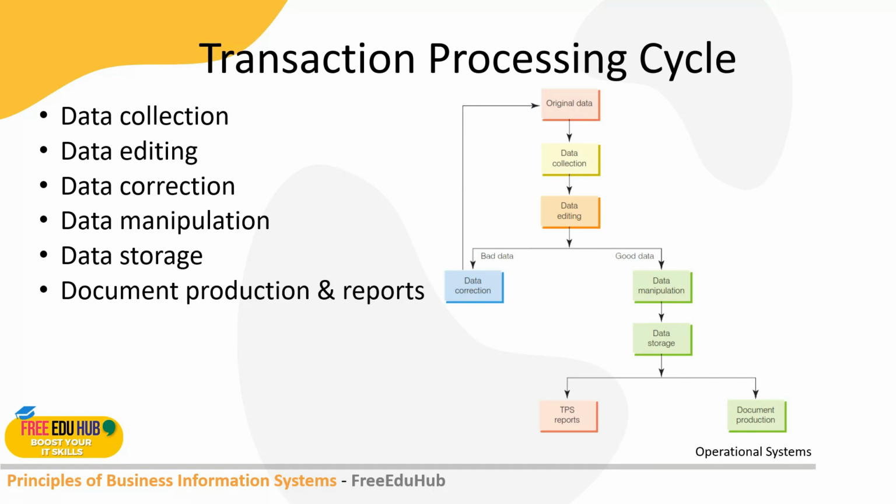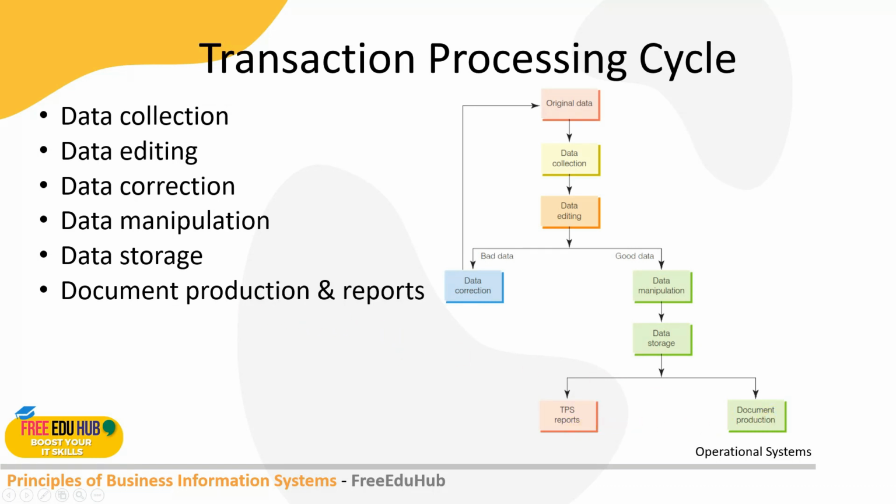But as you can see, that original data would enter, then the data collection would be there, and data editing. After that, they'll check, and it would divide the data into good data and bad data. Bad data is where the information is not correct, so it would send it for correction to the original data. If it's good data, it would go to data manipulation, from where it would move to data storage, and then the TPS reports or the document production would take place from there.